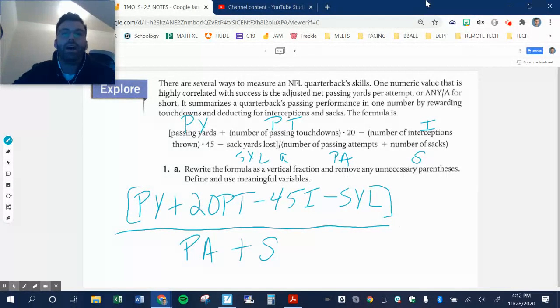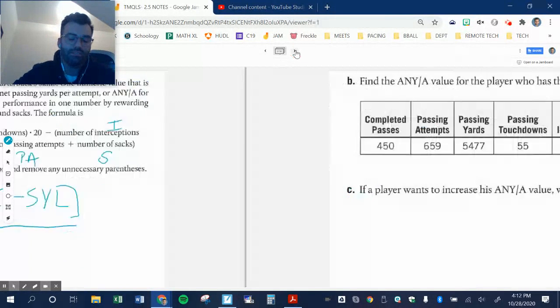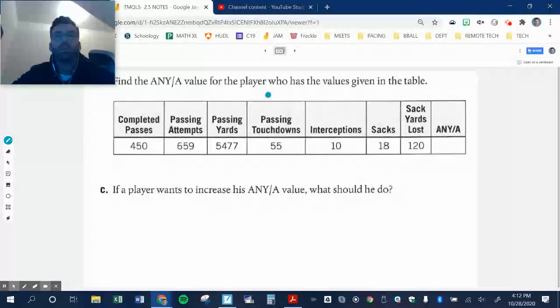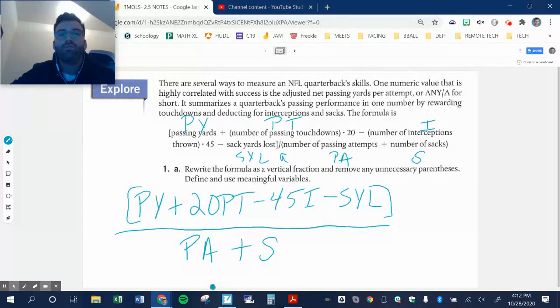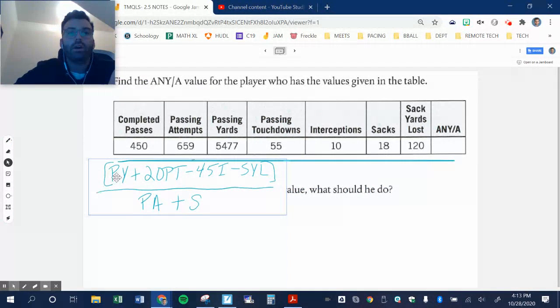In part B, we want to find the value given this table of values. I want you to take these numbers and plug them into our formula. So I'm going to pause this and copy this to the other page. Hold on. Okay, so I have my formula here. Let's plug it in.